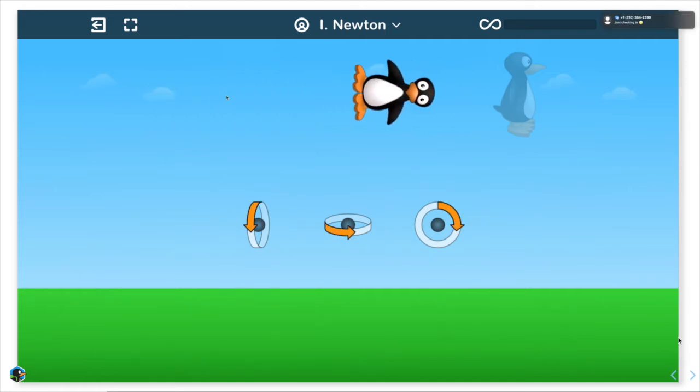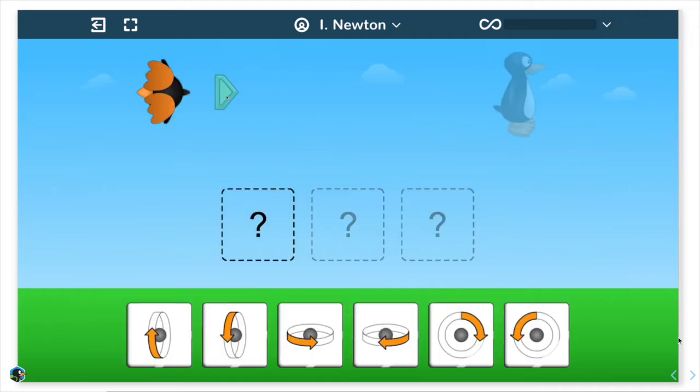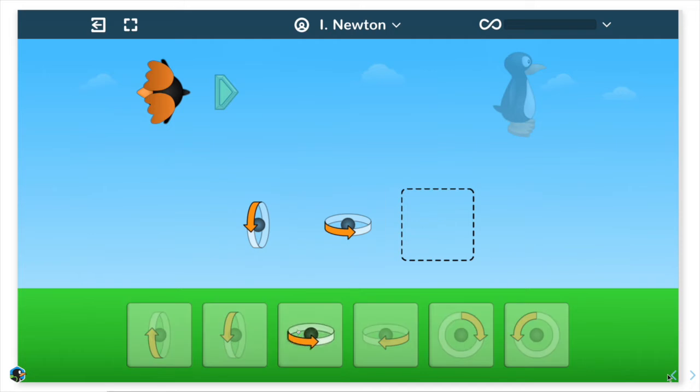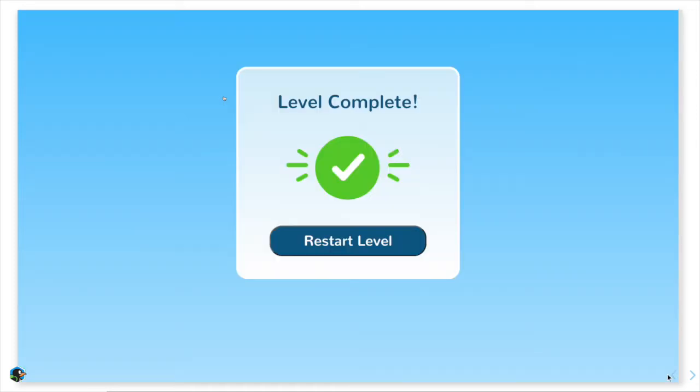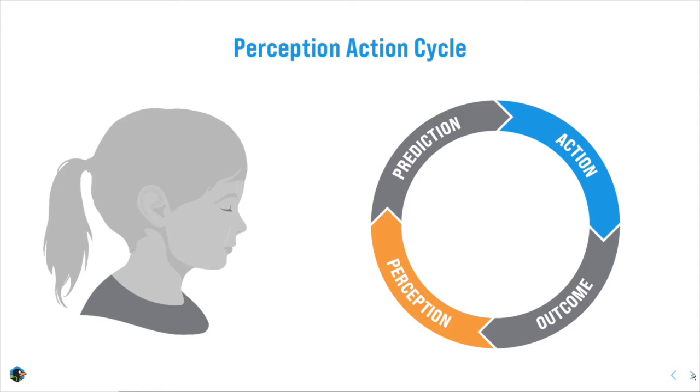Okay, not quite. Notice, though, I do get to try the same puzzle again, and from that immediate feedback, I think I have an idea. Let's see. And yes, Gigi makes it. So let's have a look at what's happening here from a neuroscience perspective.